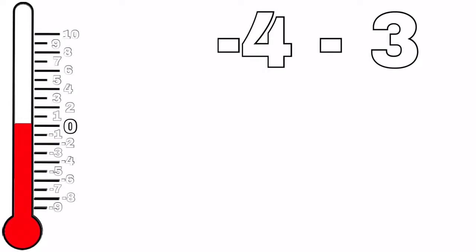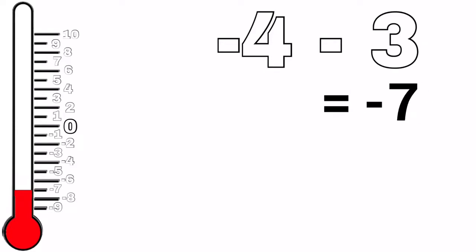-4 take away 3. So first, I'm going to go to my thermometer and I'm going to mark my spot right at -4, which should be 4 units down from the 0. Next, I realize that I have to go down another 3 degrees. So I'm going to jump down 1, 2, 3. Now that lands me on -7. So the answer to -4 take away 3 is -7.